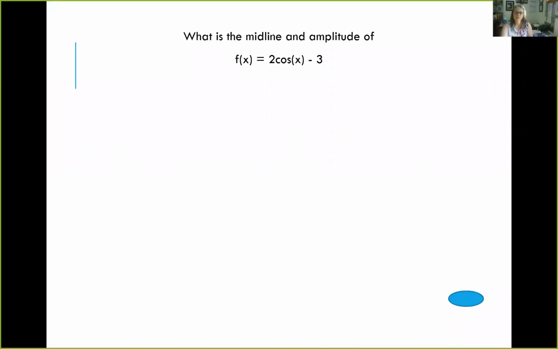So let's play this game a little bit. What is the midline and amplitude of the function f of x equals 2 cosine x minus 3? You've got two transformations up there. Which one's related to the midline? And which one's related to the amplitude? I encourage you to pause the video here and write down what you think is the answer, and we will take a look.